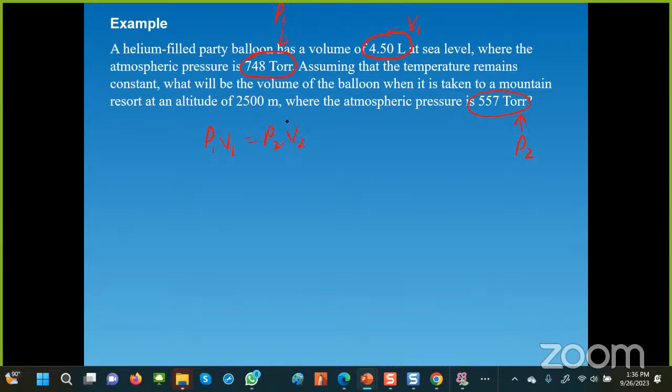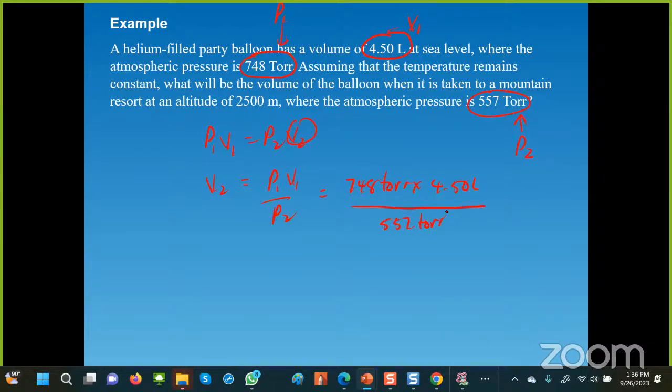The question is asking for V2. So simple algebraic rearrangement will result in that expression. And we just plug the numbers in. 748 torr multiplied by V1, which is 4.50 liters, divided by P2, which is 557 torr. And we put the numbers in our calculator.